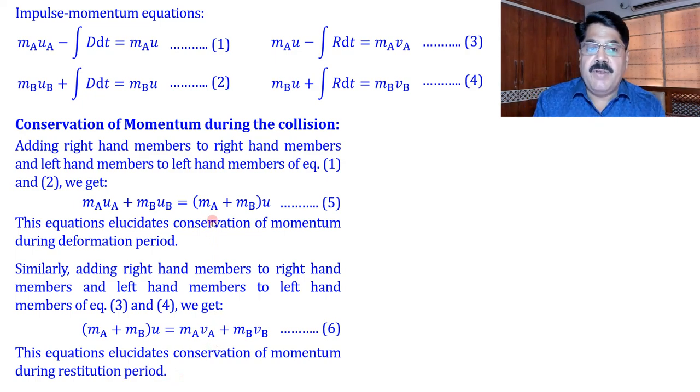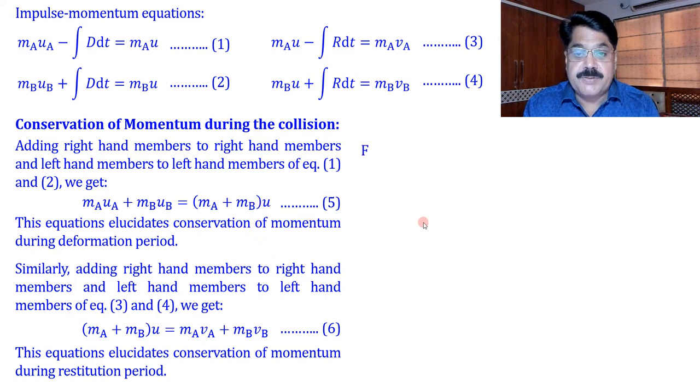Here we arrive at a very important thing, that at the maximum deformation, this is the momentum, and this momentum is equal to the initial momentum, and this momentum is also equal to the final momentum. By this equation we can find the velocity of both the bodies at the time of maximum deformation. This information will enable us in calculating so many things, and we'll see later while discussing example problems how this middle term will be helpful to us.